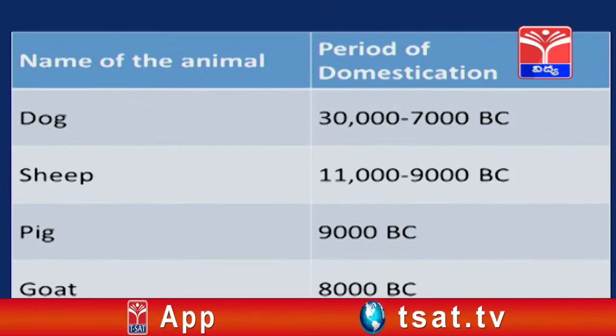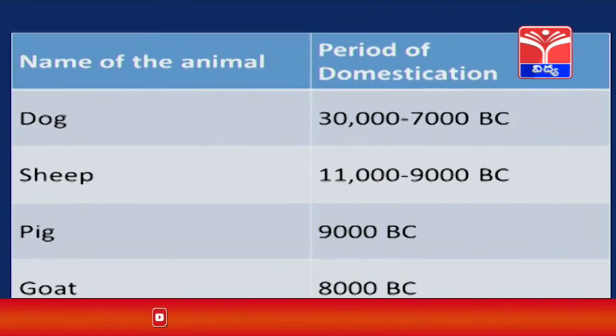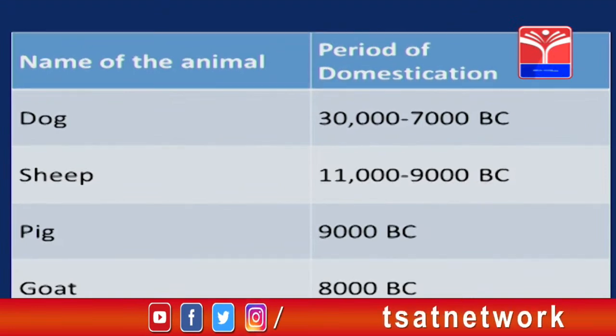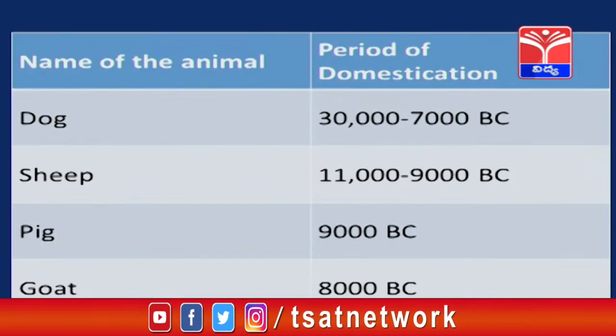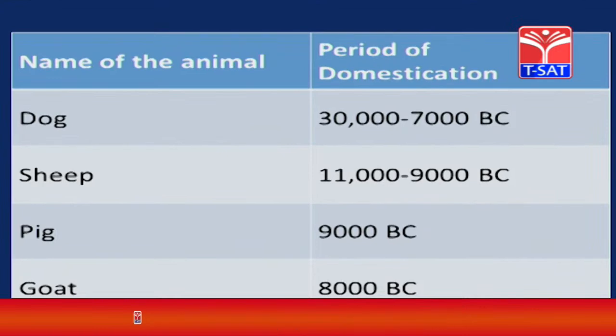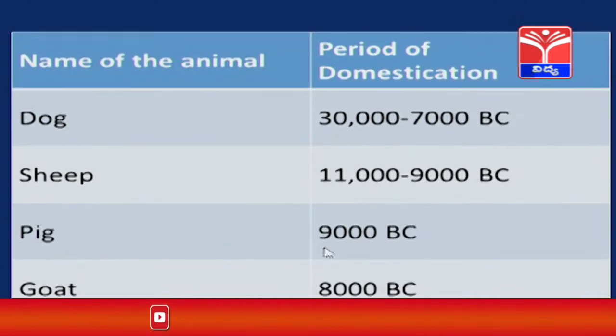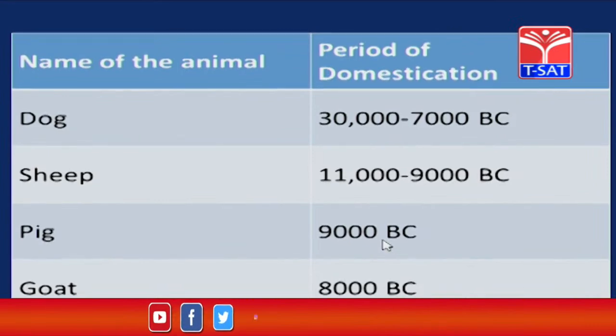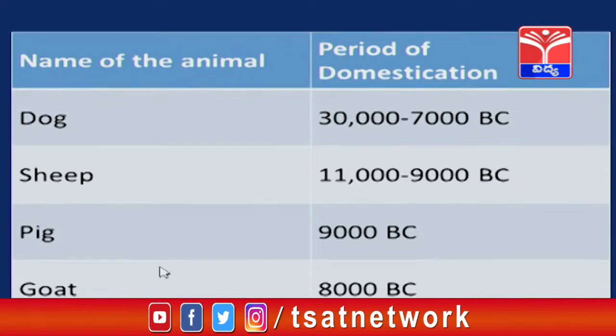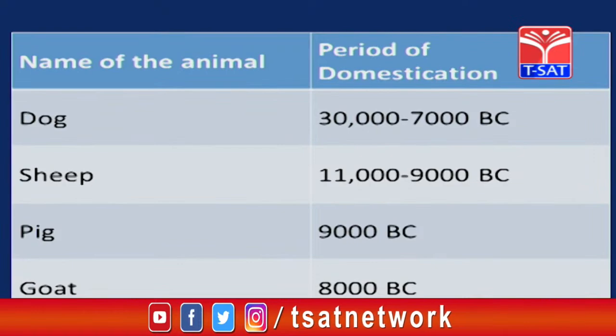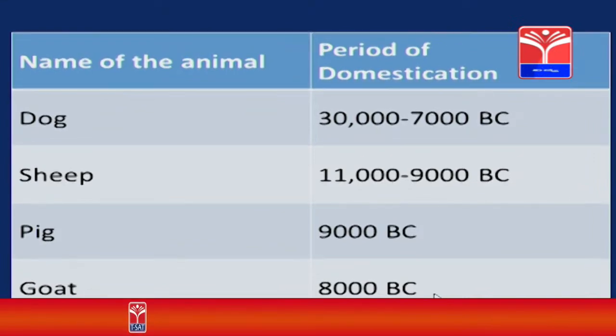Let us see here what is the period of domestication. The first animal is dog. Domestication of dog started from 30,000 BC to 7,000 BC onwards. Second one is sheep. Sheep domestication started 11,000 to 9,000 BC. And pig, the domestication of pig started 9,000 BC onwards. Now goat, the domestication of goat started 8,000 BC onwards.